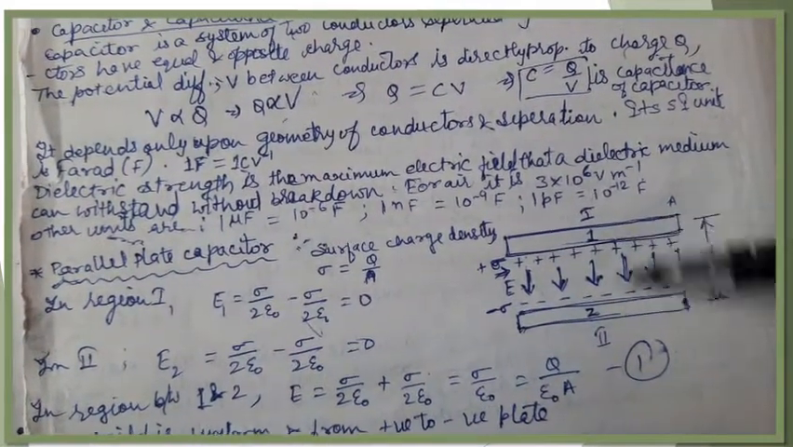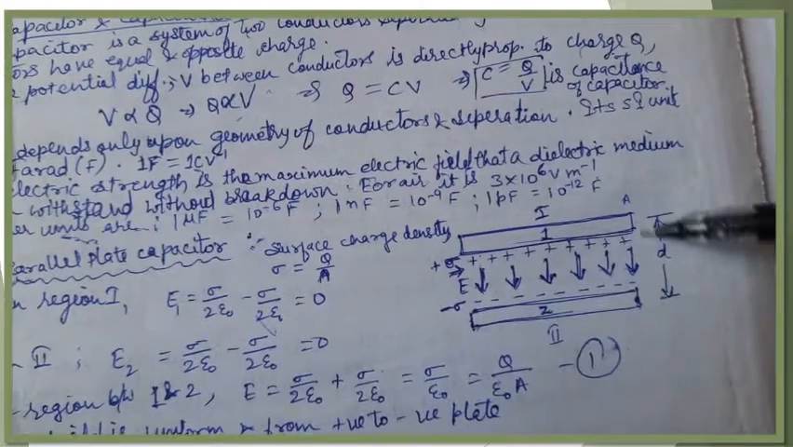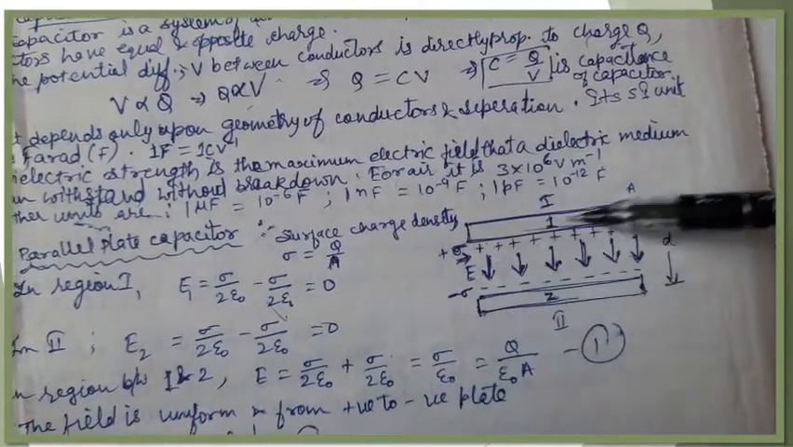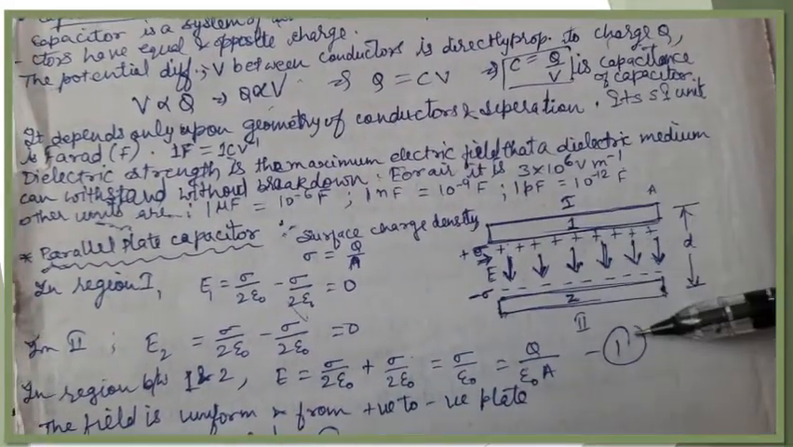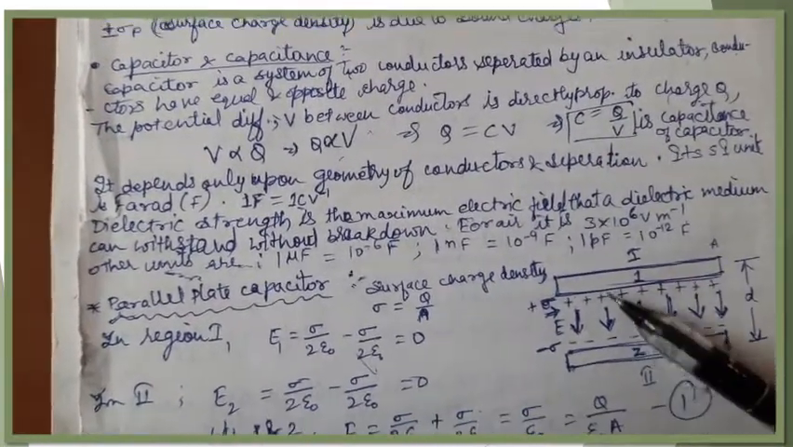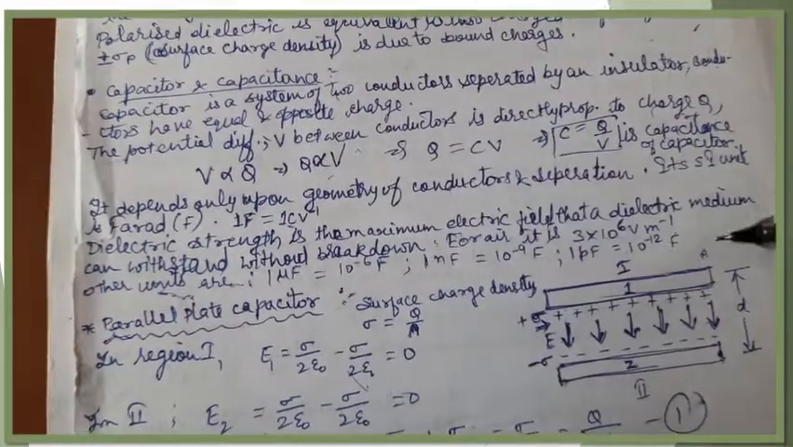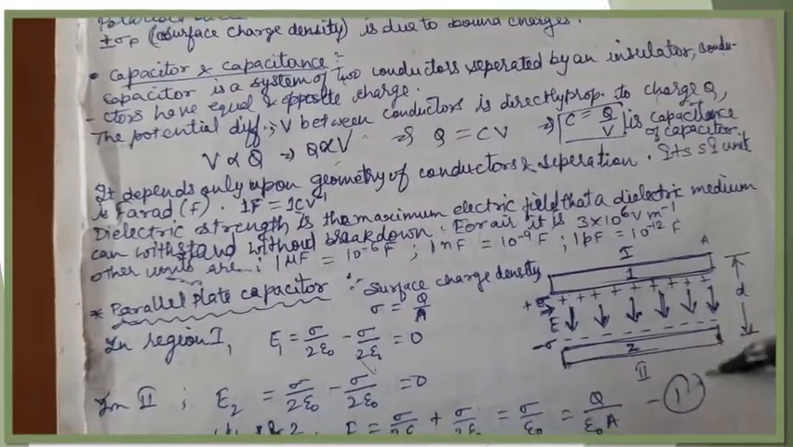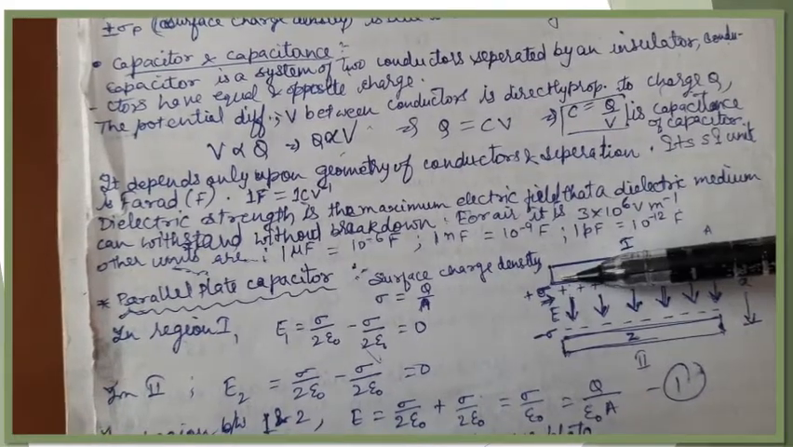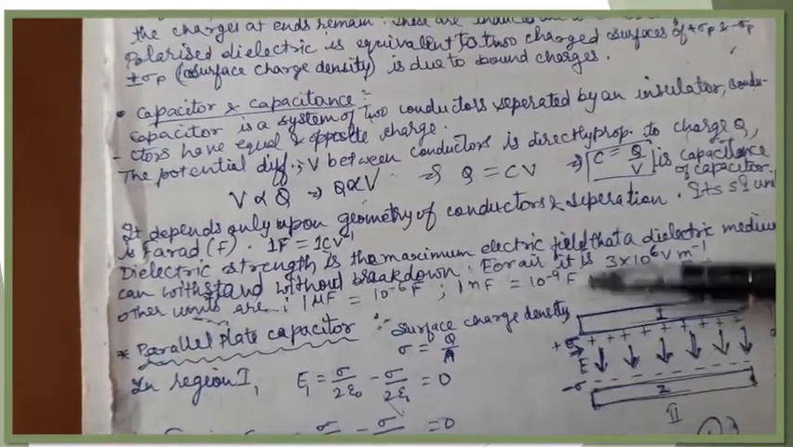They are separated by a distance d with an insulator. The region in between the two conducting plates is an insulator. So such a system forms a parallel plate capacitor. Now, the two conductors have equal and opposite charge. One has positive surface charge density, the other has equal negative surface charge density.